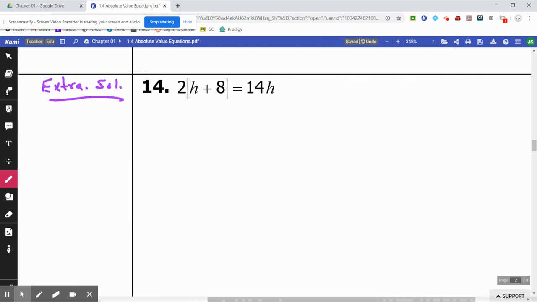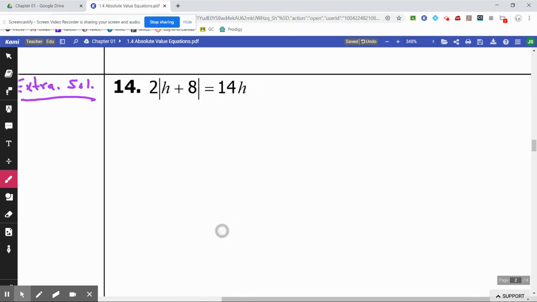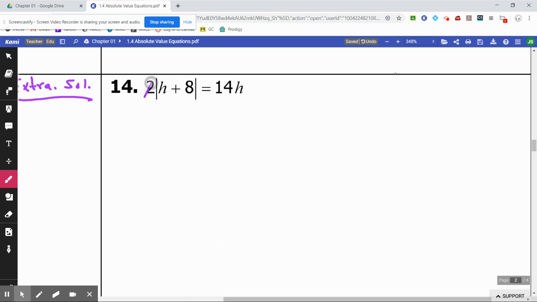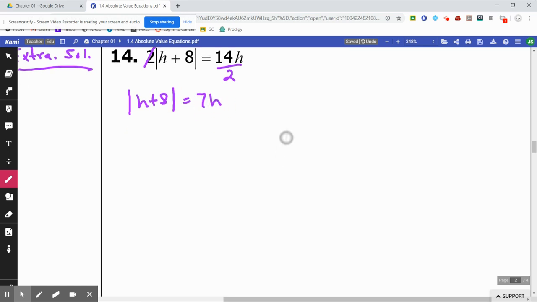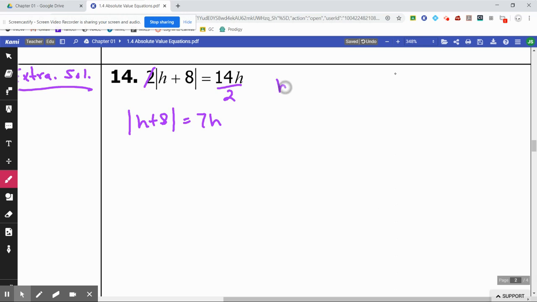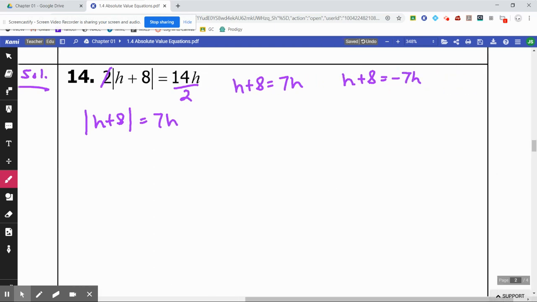The next one, you're going to have to check it again. You've got an h on the outside of the absolute value bars. Check for extraneous solutions. Step number 1, though, isolate your absolute value. Multiplication by 2, let's divide by 2. Gives you the absolute value of h plus 8 is equal to 7h. Now you split it. H plus 8 could be 7h, or h plus 8 could be negative 7h. There's only one term that you've got to make negative. There's not two terms this time.